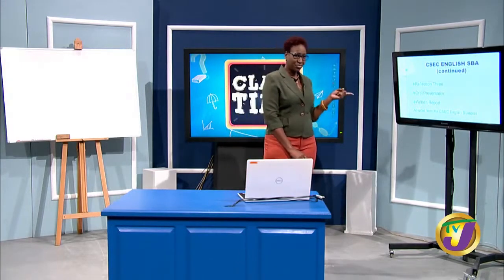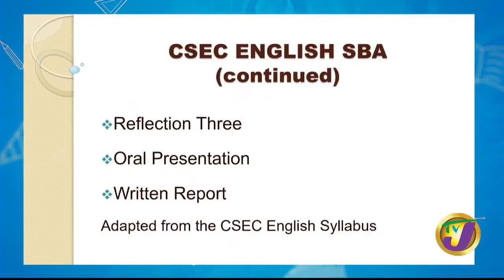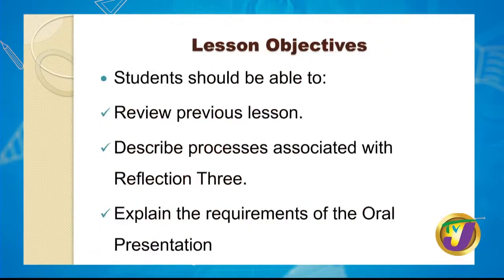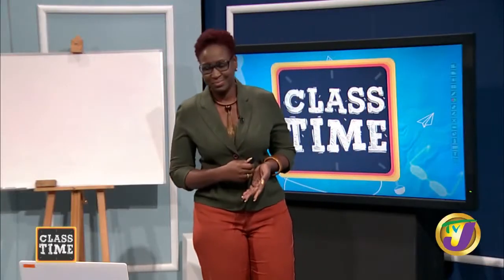So today we are going to be looking at Reflection 3, the oral presentation, and the written report, and we're going to do a little recap first. So here are our objectives for today. You're going to review the previous lesson. You're going to describe the processes associated with Reflection 3. You're going to explain the requirements of the oral presentation as well as the written report.